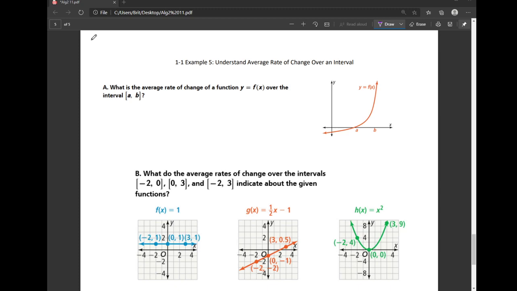So in this example, we are looking at what is called the average rate of change over an interval. When we're looking at this, I want you guys just to think about the slope. Remember, a rate of change is just the slope. So what we're doing is taking the slope over various intervals, if I were to connect them with a straight line, and then comparing them to each other.